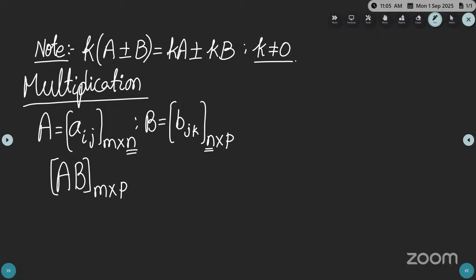Now tell me, is multiplication of matrices commutative or not?